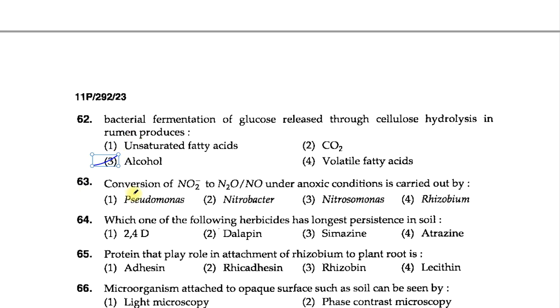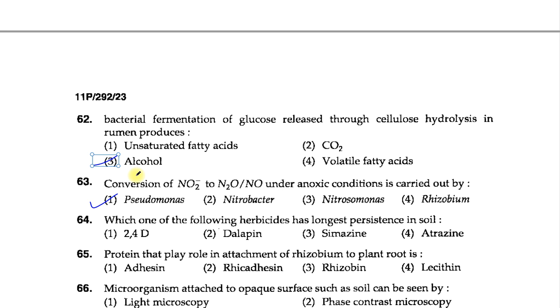Question 63. Conversion of nitrite to N2O or NO, nitric oxide, under anoxic conditions is carried out by 1. Pseudomonas, 2. Nitrobacter, 3. Nitrosomonas, 4. Rhizobium. Here the correct one is the Pseudomonas, which is a denitrifying bacteria. The one example is the Thiobacillus.